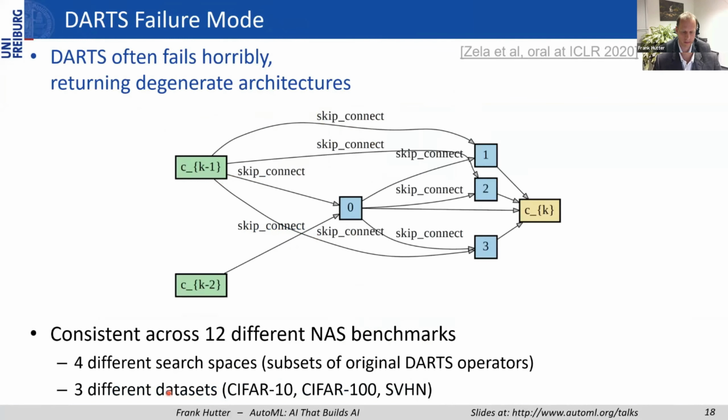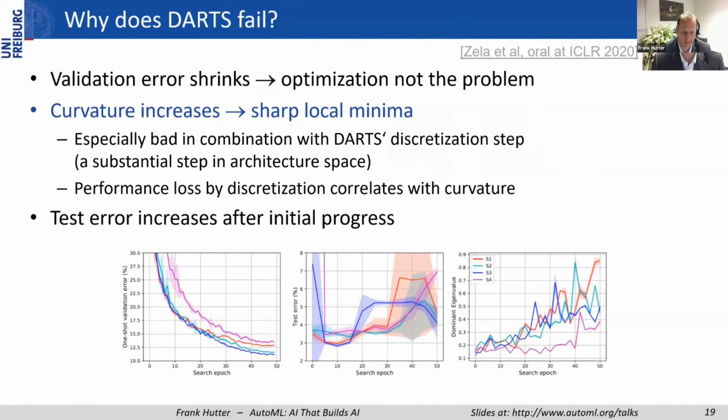Now that, of course, begs the question, why does DARTS fail? While I mentioned before that the optimization is not guaranteed to converge, here we see training loss over time, and this is actually perfectly fine. Optimization is not the problem. Validation error also shrinks over time. Training loss and validation error shrink. But the curvature over time increases.